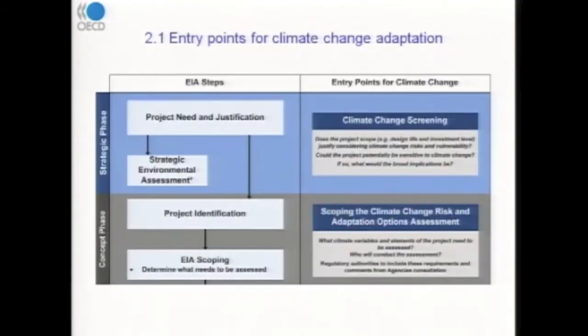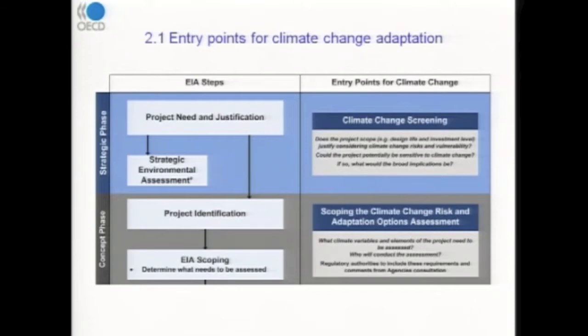What I'm going to spend some time on is going through the various steps in the EIA procedures and discussing what might be some of the entry points for incorporating climate change information. The first stage here is actually not part of the EIA cycle. This is the more strategic phase where the decision is made with regard to whether there's a need for the project and its justification. So this could be part of the SEA, for example.